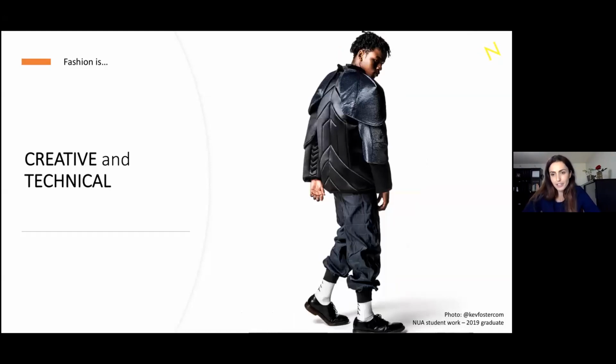Fashion is creative and technical. It involves exploring the relationship between 2D and 3D, which is what today's session in essence focuses on. Here at Norwich University of the Arts, we encourage our students to combine conceptual design practice with creative pattern cutting so that a symbiotic relationship is harnessed between the creative and the technical curiosity.